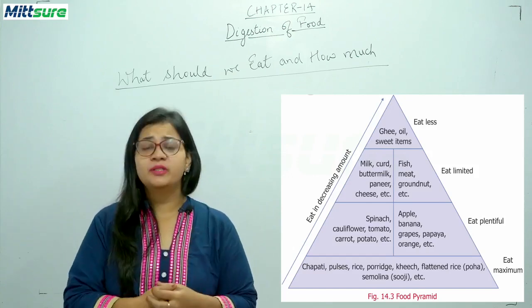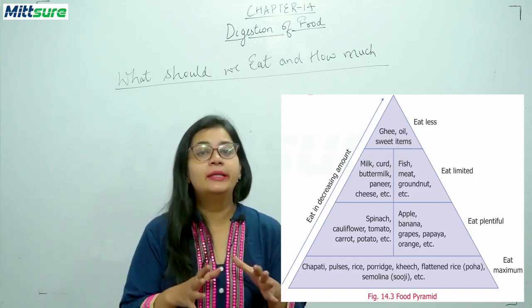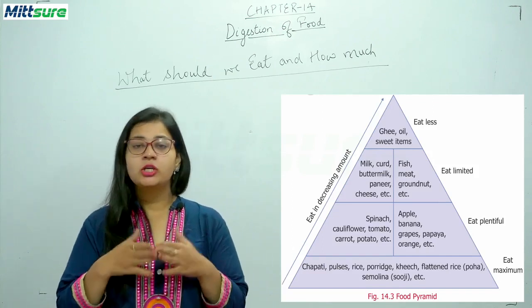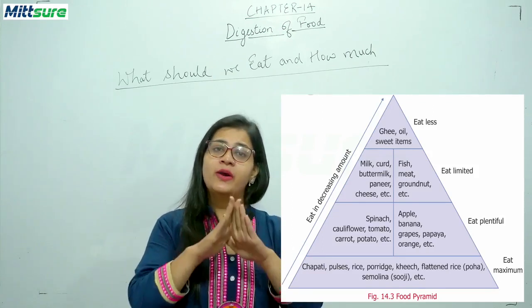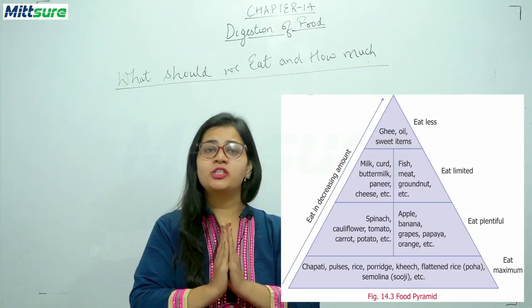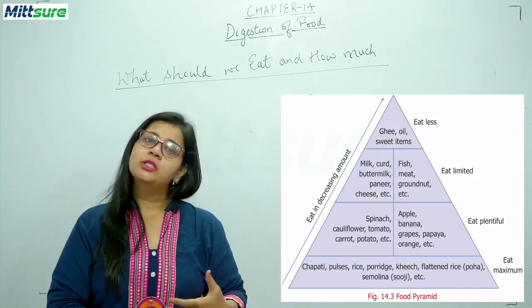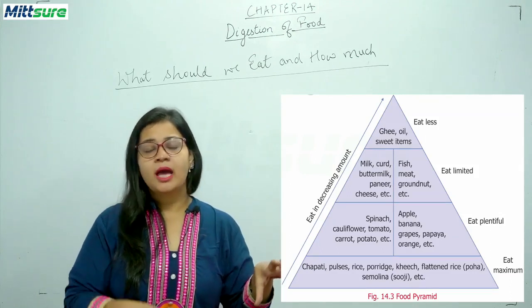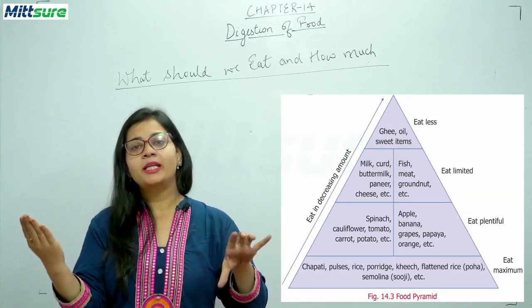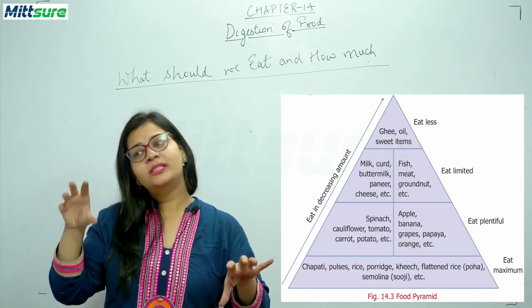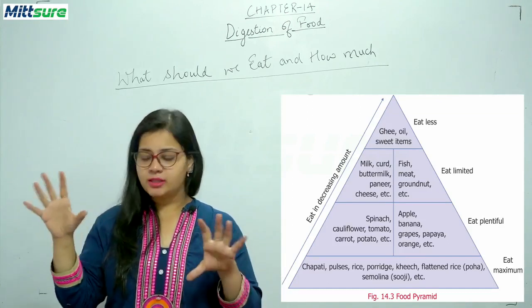Now let's go to the upper stage, which is called eat limited. The eat limited stage is where the partition is divided into two. Again, this partition of stages into two in your food pyramid. The first stage would be your dairy products, and the next side has fish, meat and groundnut products.